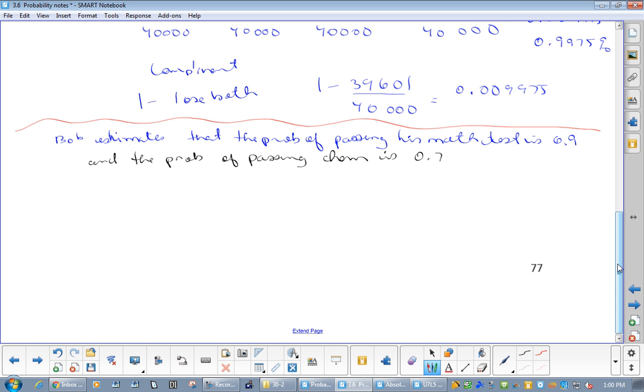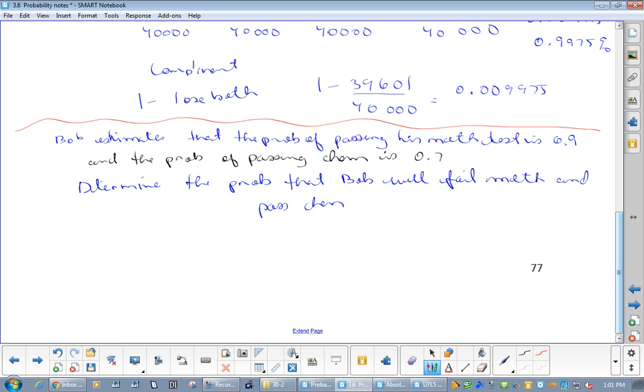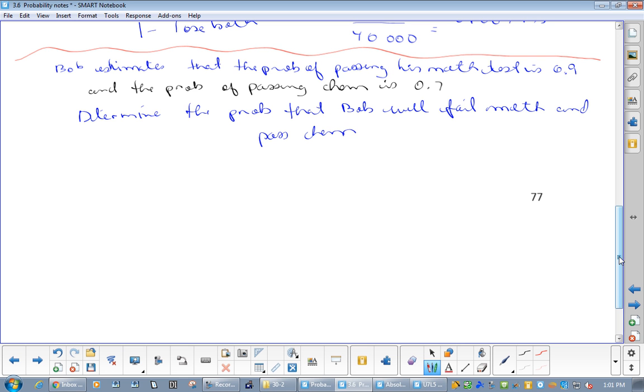So now, determine the probability that Bob will fail math and pass chem. Okay, so they always do one like this. And I hope you guys get this one just like this too, because if you're getting these tree diagrams, it's the same thing.